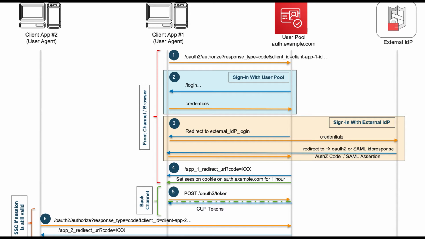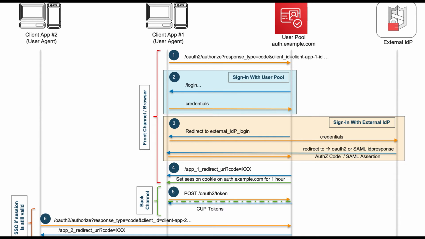To understand how the authorization code grant type works with Cognito, or works in general, we have four main components. We have a Cognito user pool that acts as an authorization server, and this is represented by the domain auth.example.com. We have a client application, which represents your mobile or web application that is running in the browser or the user agent. And then we have an external identity provider, in case you want to support social sign-in or federation with other OpenID Connect or SAML providers.